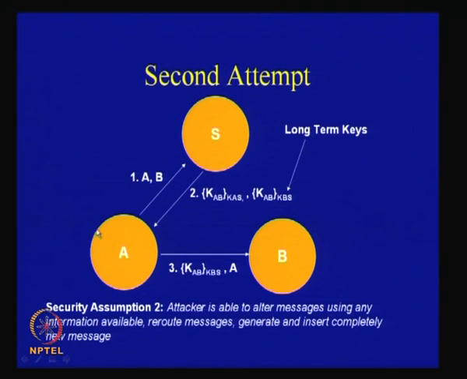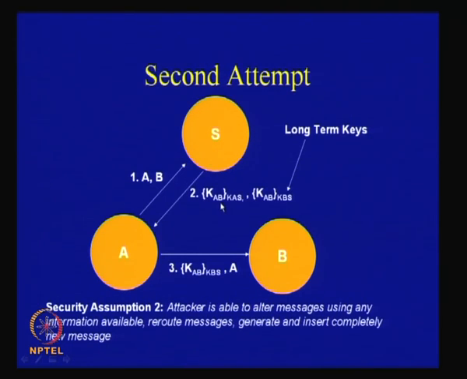So, A sends to S that it wants to communicate with B, and so it sends the identifiers A and B. Note that these identifiers could be in the form of your IP address or anything which indicates the particular user. So, we are considering these two entities, and A and B are unique identifiers in the network for the users A and B, which S also is aware of. So, S is a trusted server.